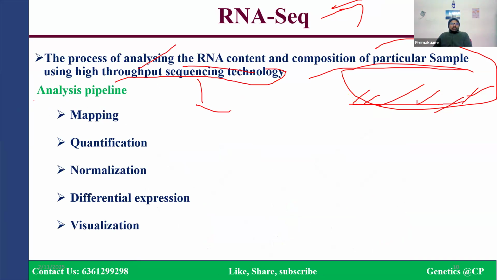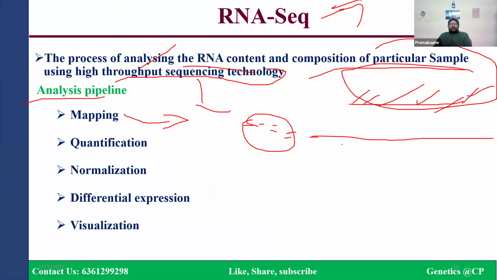When you look at the analysis pipeline, first we need to map. What is mapping? You have your reads, and you are mapping these reads to the reference genome. We are mapping reads based on the sequence information. We are aligning the reads to the reference genome. That is called mapping.